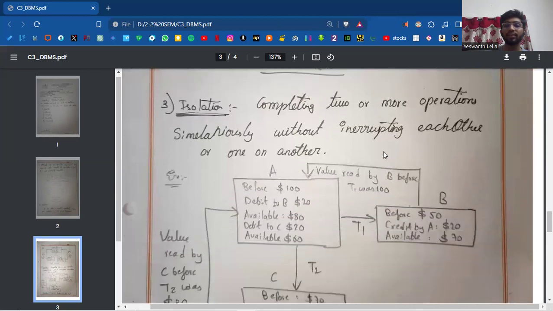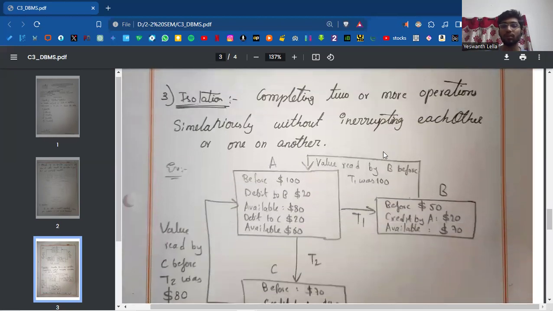Next, come to isolation. Completing two or more operations simultaneously without interrupting each other is known as isolation, which means we have to complete the processes individually without any colliding or mixing up with each other.